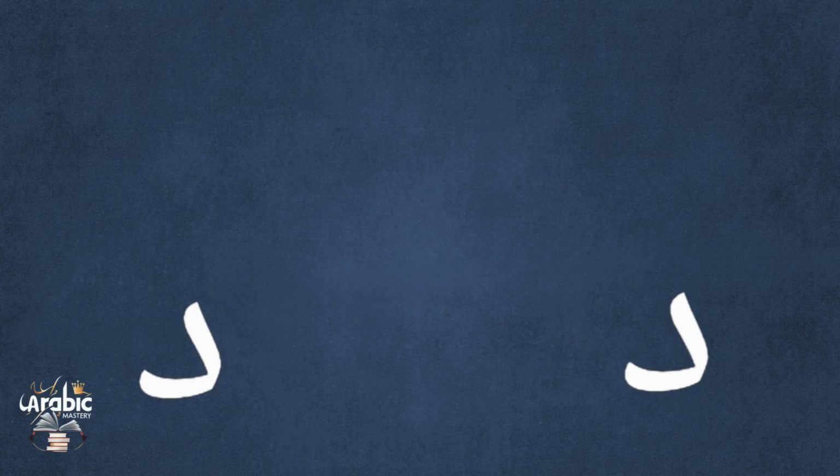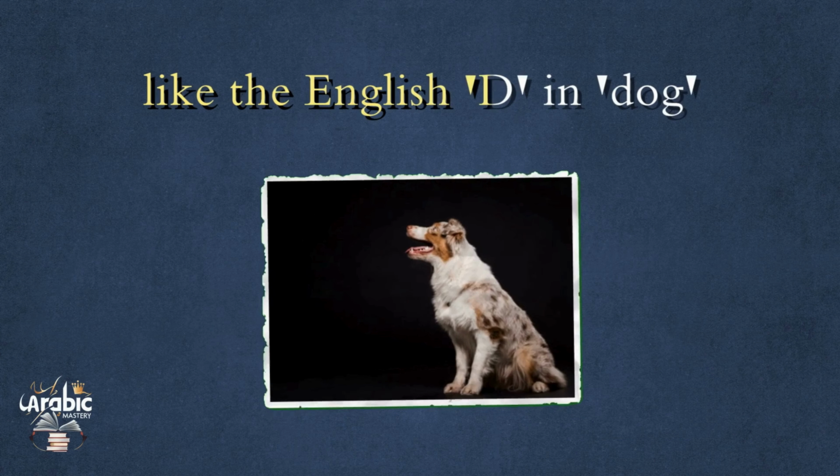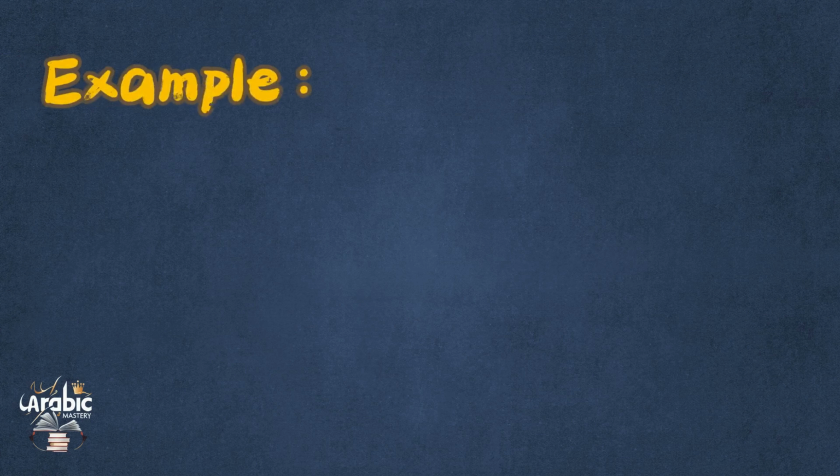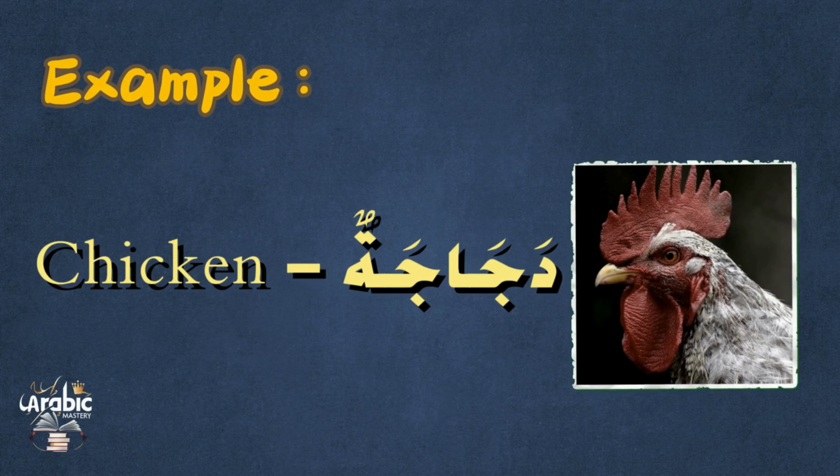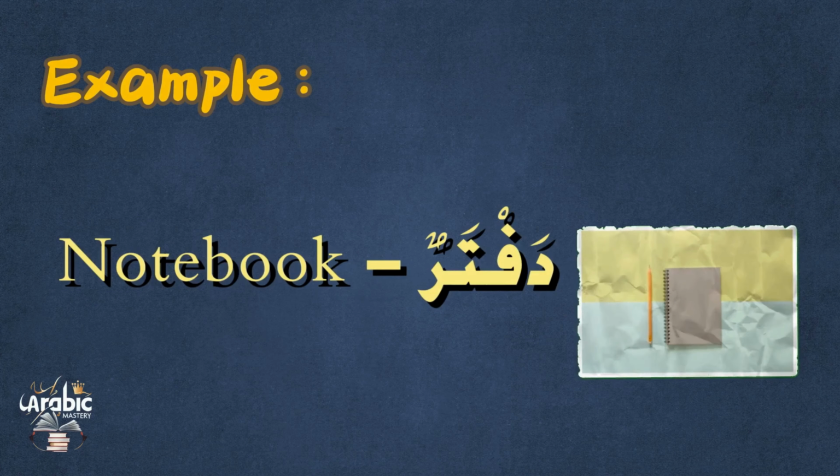Next, we have another group of two letters. Both are written with a small semicircle, then a vertical line. The first one is Daal. It has no dots. It is pronounced like the English D sound in dog. So, for example, دجاجة, دفتر.